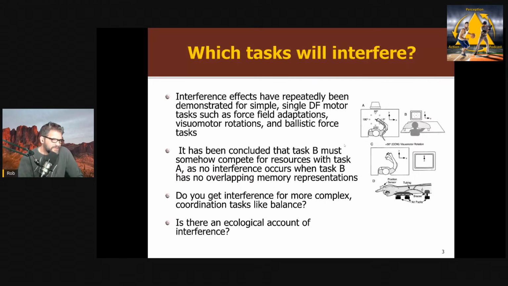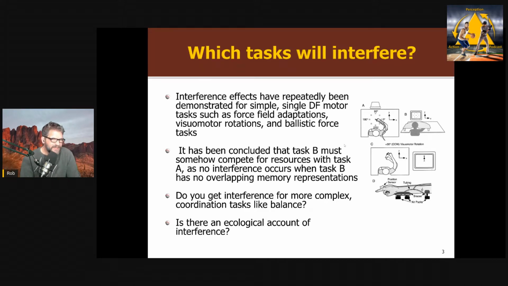So, an important point is that interference tasks are mostly, despite the example I talked about with the cycling and triathlon, studied in very simple lab tasks, simple degree of freedom tasks. For example, aiming, where there's a transformation where you move and it's shifted 90 degrees, something like that. Force field adaptations and things like that.